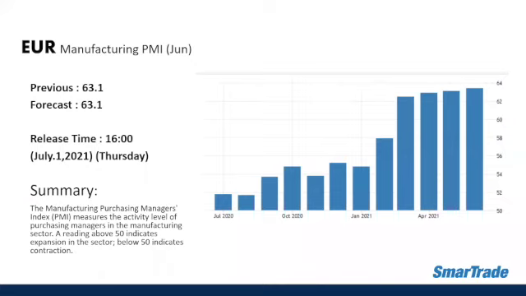Followed by the PMI or the manufacturing sector for Eurozone for the month of June. Previous and forecasted, same thing at 63.1. Release time yesterday, 4 p.m. And for the month of June, the manufacturing PMI for Eurozone was 63.4. So slightly higher than the forecasted and meets the previous data.